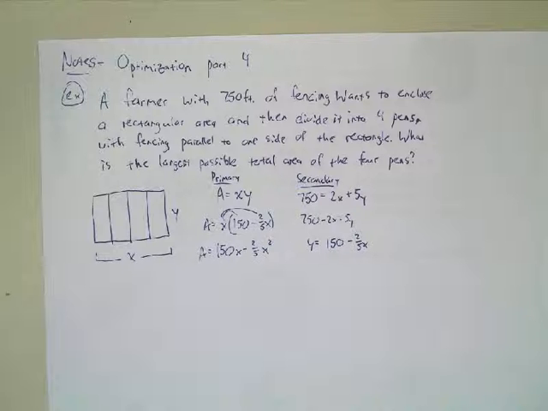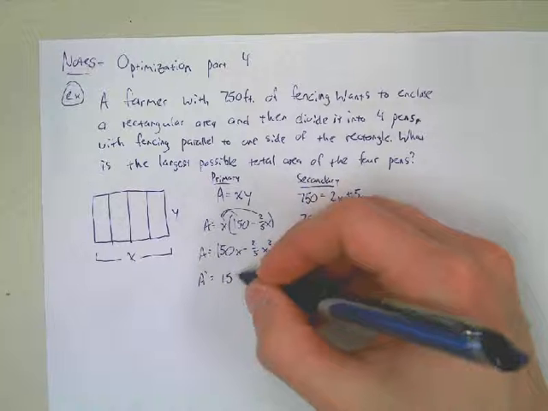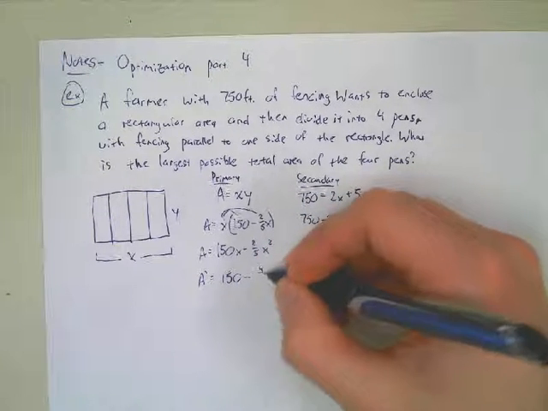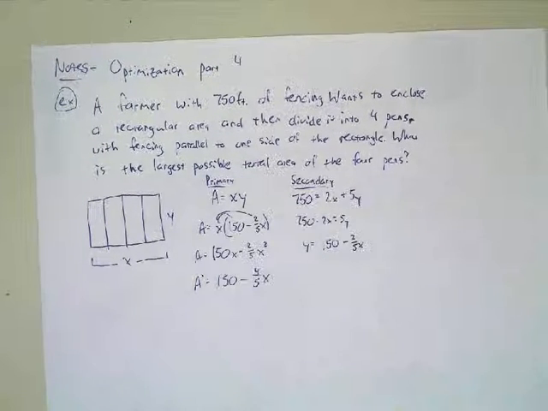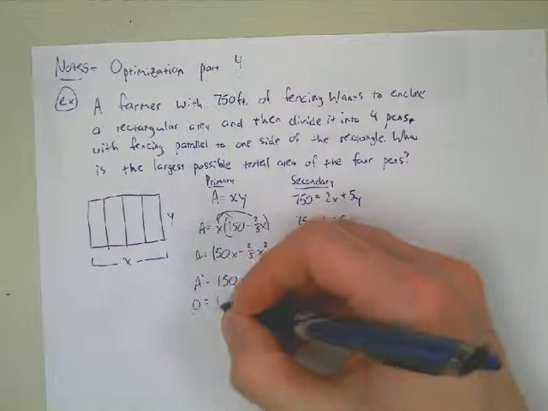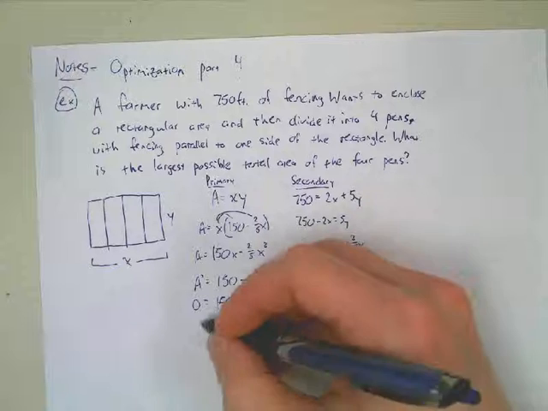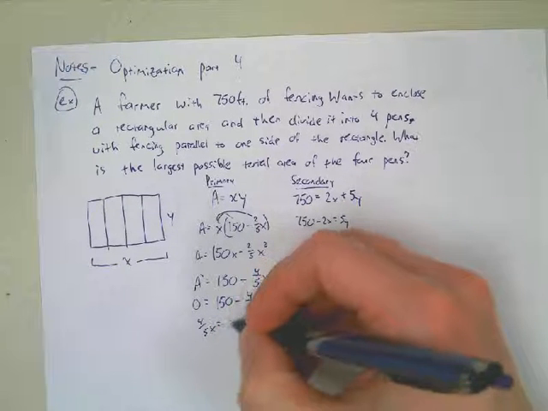And so, Emma, at this point, we've simplified our area. Now what do we need to do? Take the derivative. Exactly right. Okay, so we end up with 150 minus 4/5 x. And then what do we do with the derivative there, Emma? Set it equal to 0. You got it. So 0 equals 150 minus 4/5 x. So 4/5 x equals 150.